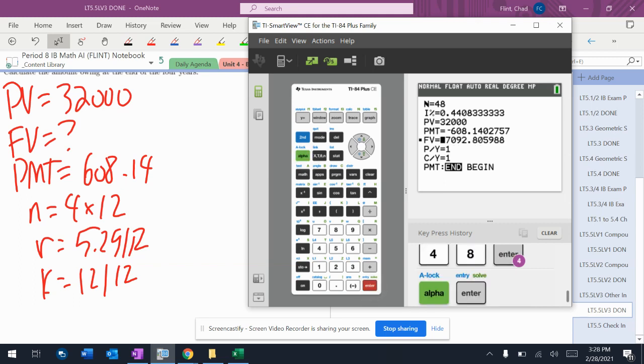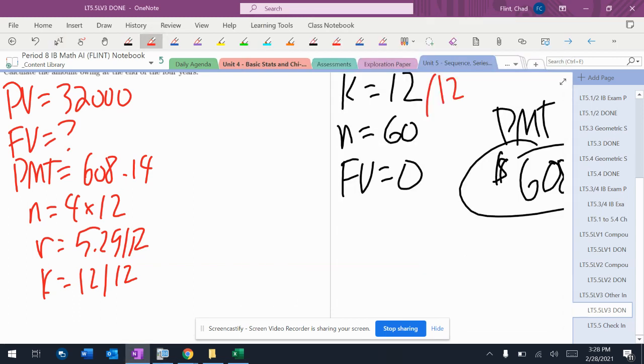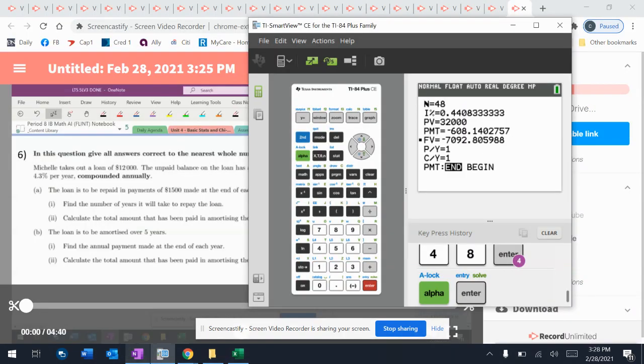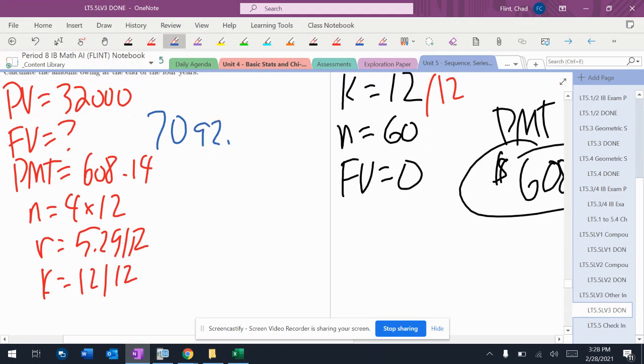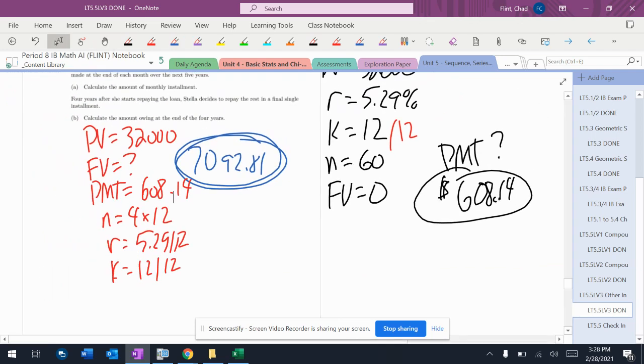So alpha, enter. So I owe $7,092.81. So future value is $7,092.81. That's what I still owe at the end of 4 years, and I can pay that back at once instead of waiting.